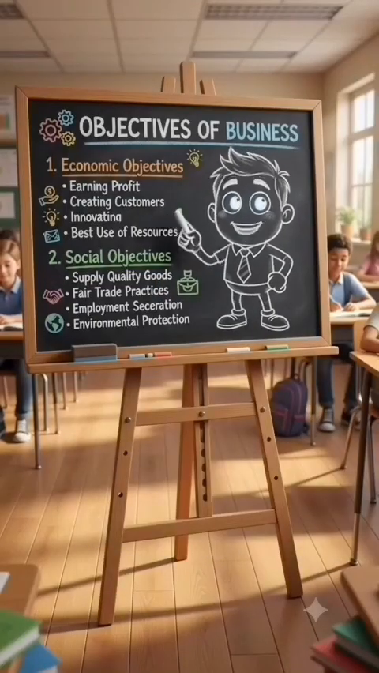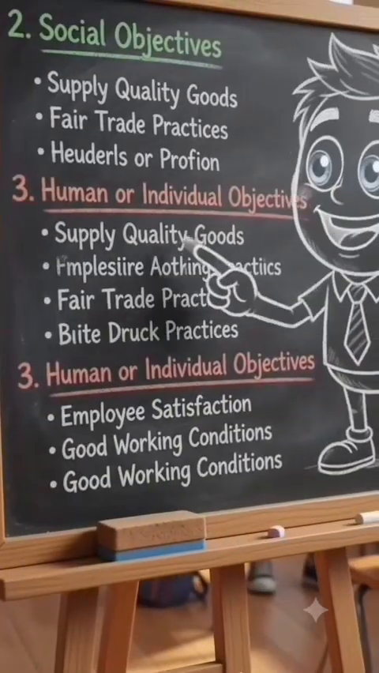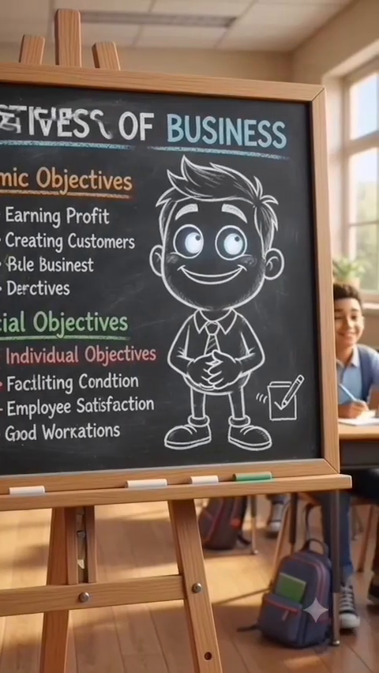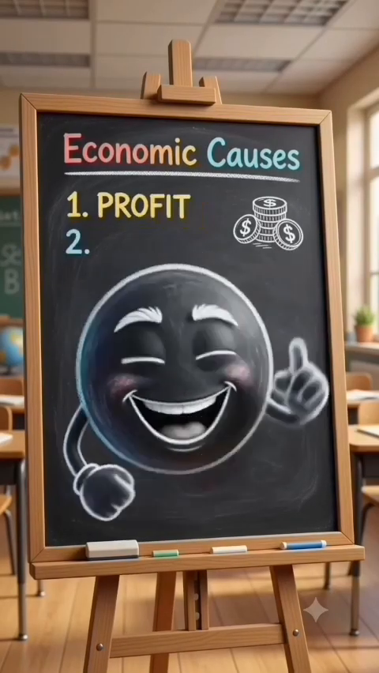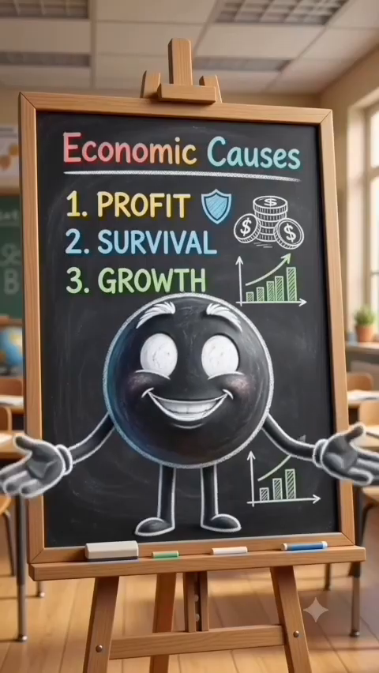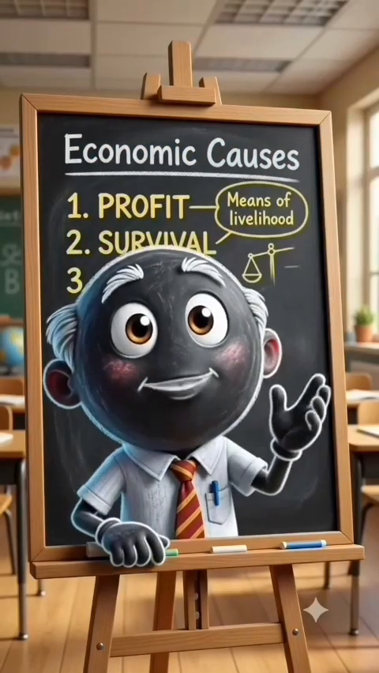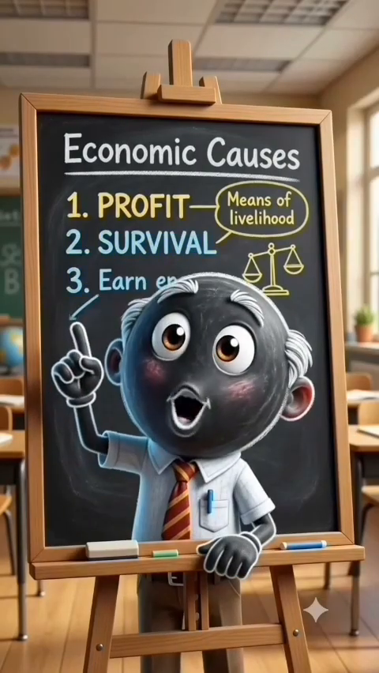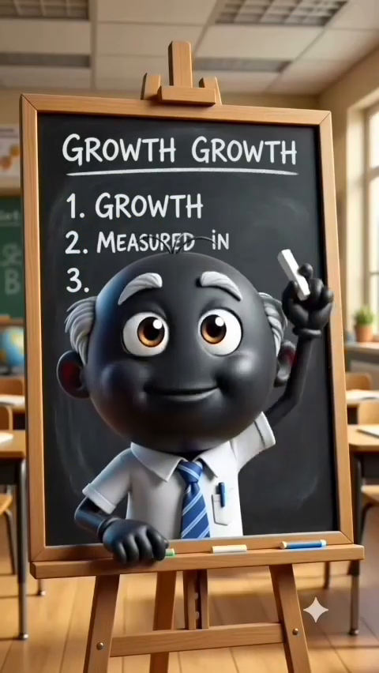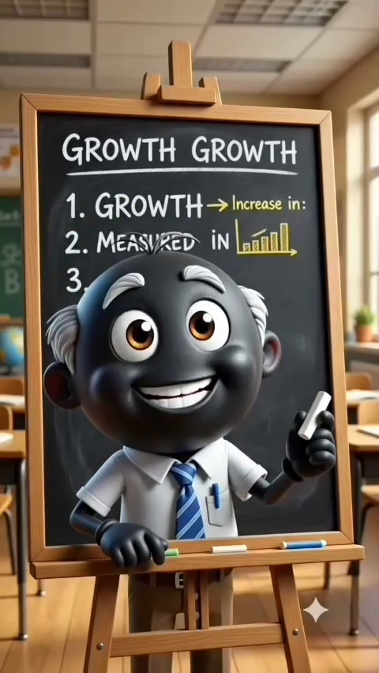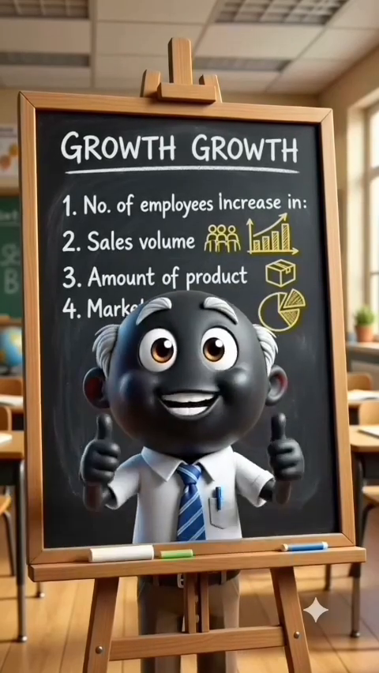There are 3 objectives of business: economic causes, social causes, and human or individual causes. Economic causes of business consist of 3 things: profit, survival, and growth. Profit provides means of livelihood and helps to bear risk. Survival will be only possible when the organization is able to earn enough revenue. Growth is measured in terms of increase of employees, sales volume, amount of product, and market share.